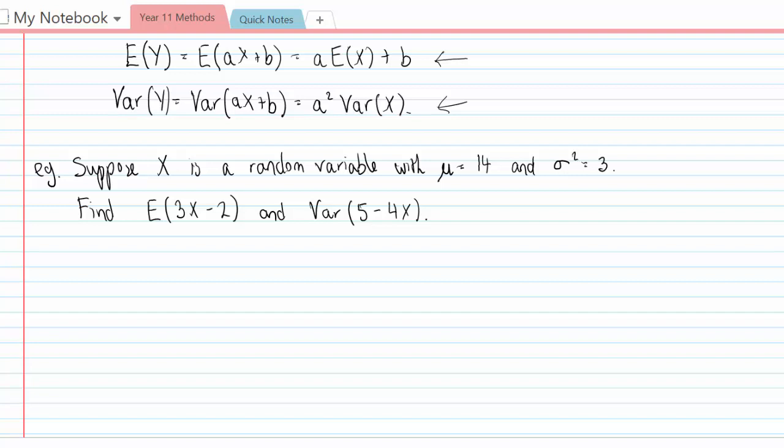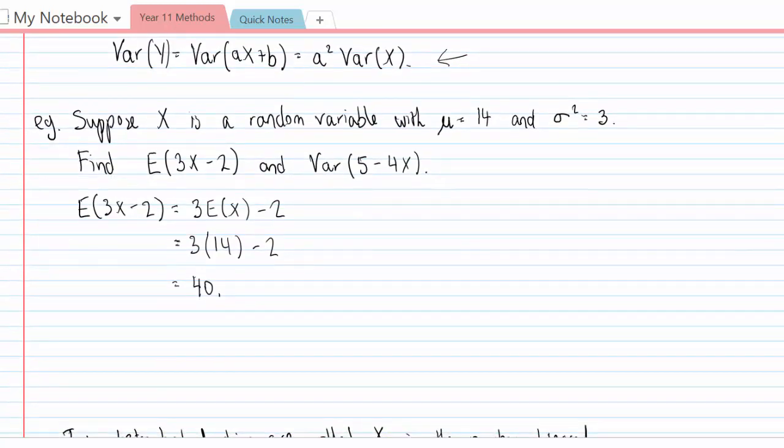So to find the expected value of 3x minus 2, that is some other function of x, so we could call it the expected value of y, then E of 3x minus 2, just following the rule above, is going to be 3 times the expected value of x and then minus 2. So subbing in E of x there, I know E of x is just 14 from the question, minus 2. So 3 times 14 is going to be 42, minus 2 leaves us with 40.